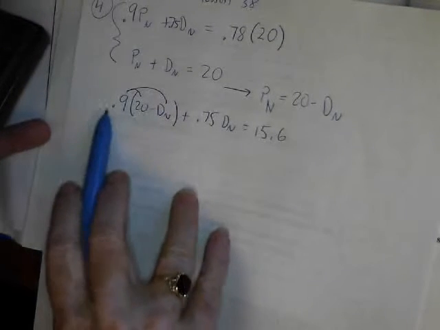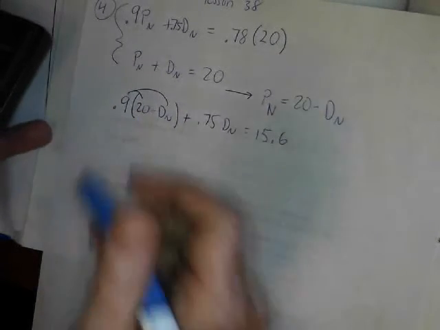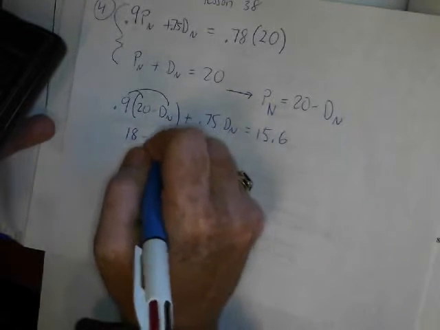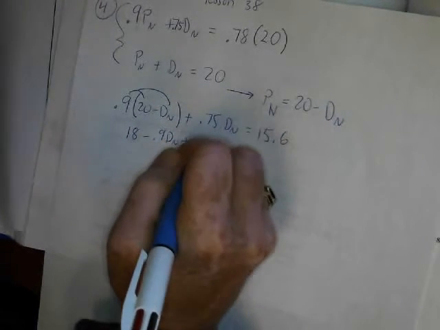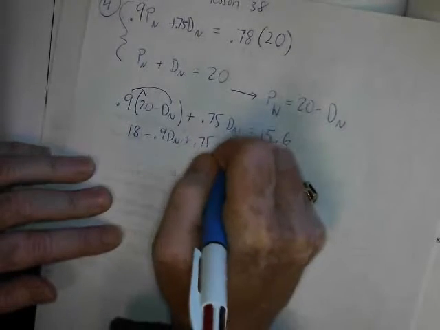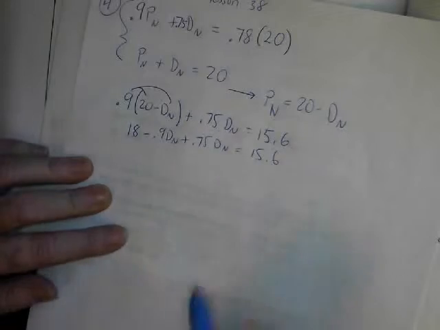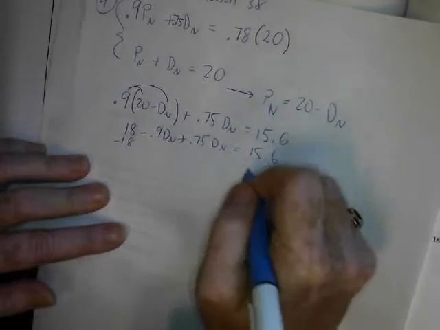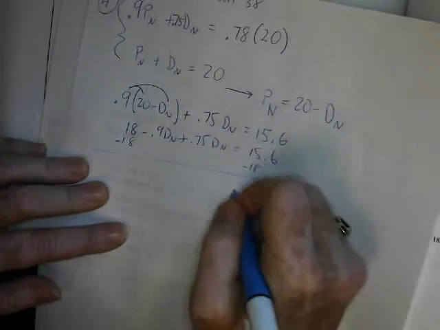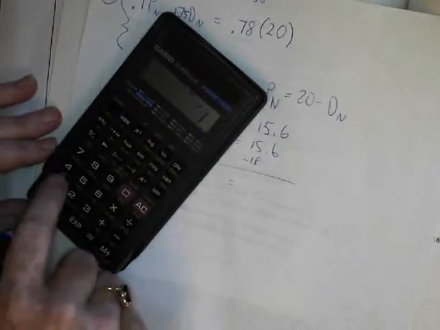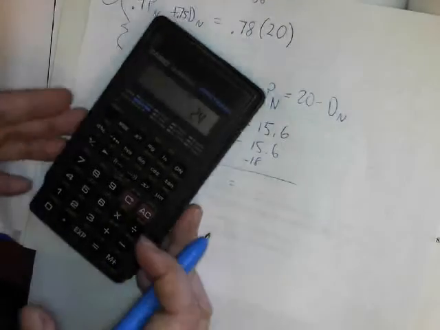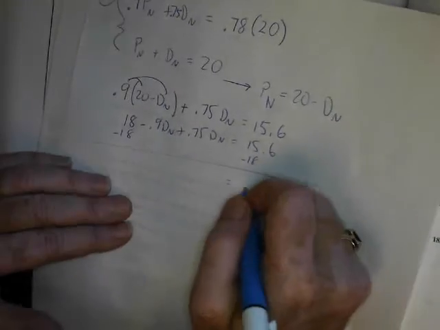Okay, we'll just do this. So 9 times 2 is 18. That 0 and that 0 can move this over, and I think I'm just going to get 18 right here, plus 0.75 D sub n equals 15.6. I'm going to subtract the 18 on both sides. Might as well just use my calculator. Negative 2.4.